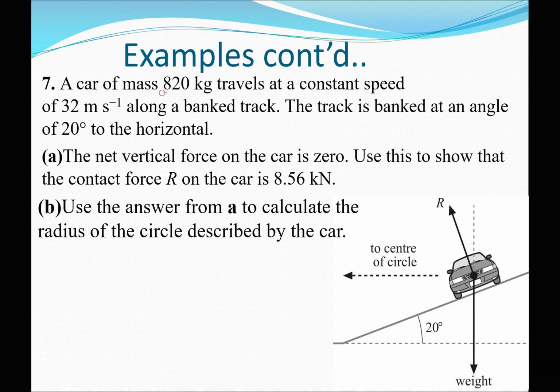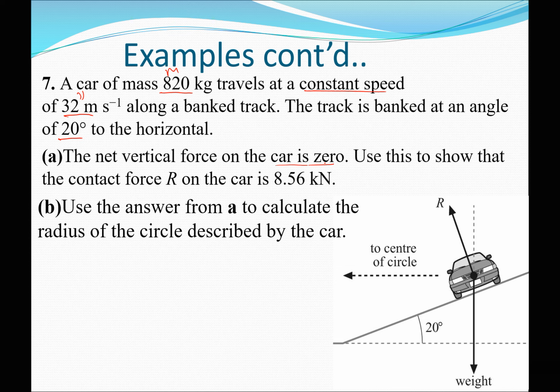A car of mass 820 kilograms travels at a constant speed of 32 meters per second. So this is V. This is M. Along a banked track. So banking is like raising a track above an angle to the horizontal. The track is banked at an angle of 20 degrees. The net vertical force on the car is 0.